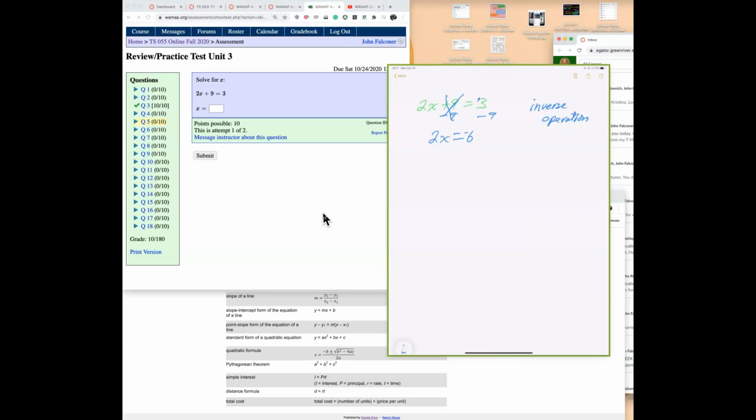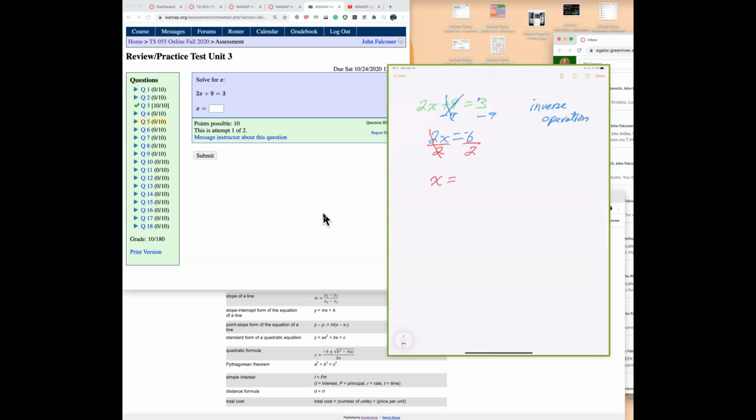All right, I'm going to change colors. And so what would our inverse operation be now? What's happening to x? It's being multiplied by 2, right? So the inverse operation would be division by 2. And usually we just write it this way. Make a little pair of fractions. So 2x over 2, the 2's cancel out, leaving just 1x, which we usually write x.